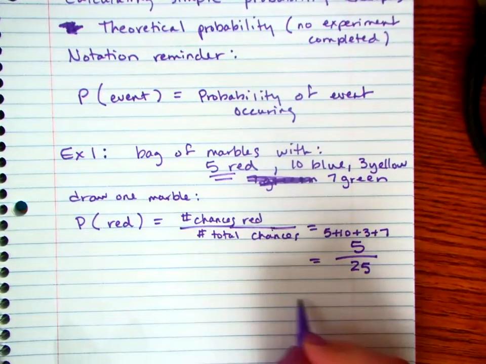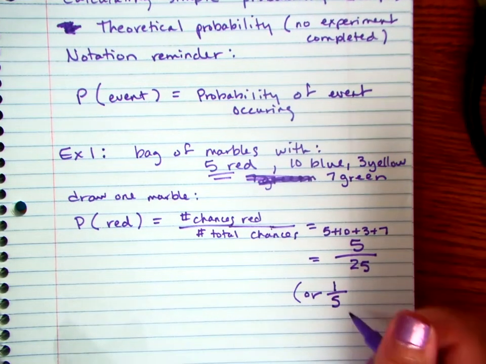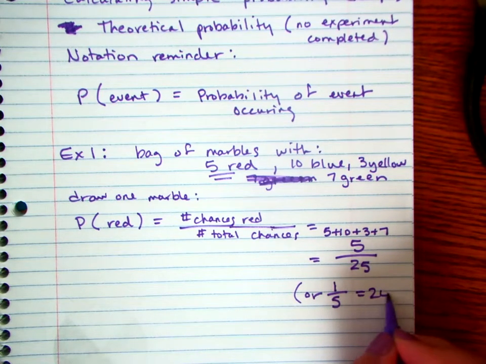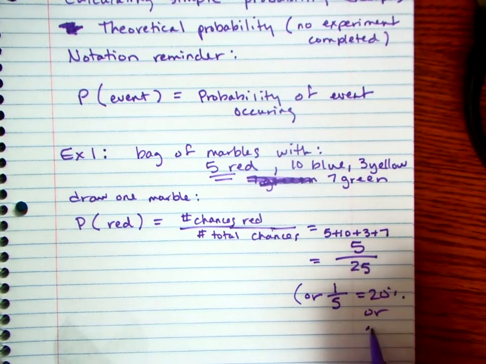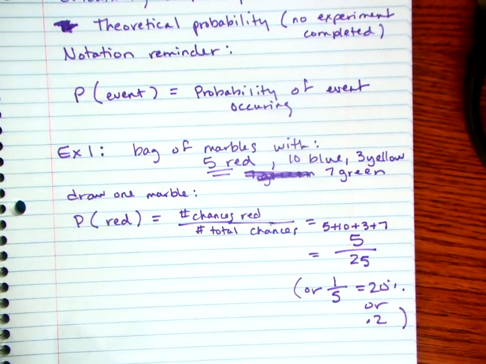Okay, or you could write that as 1 in 5 if you wanted to reduce it, and this one's easy to change to percent, although you don't always have to. It would be 20% or 0.2 as a decimal. Okay, so some other probabilities you could do.